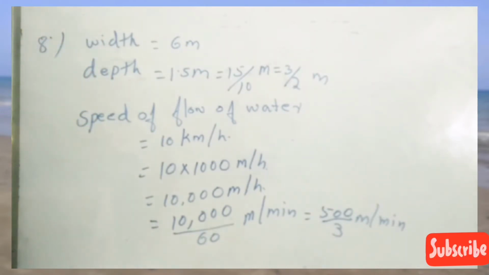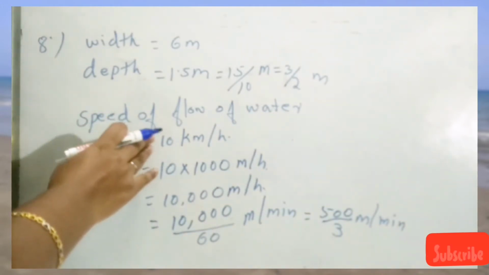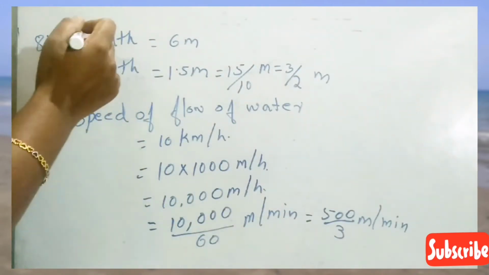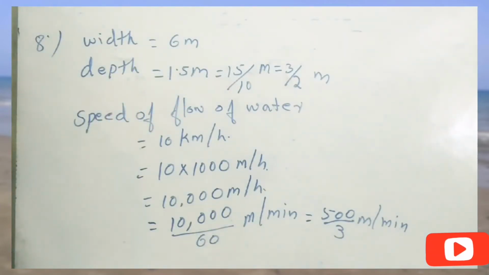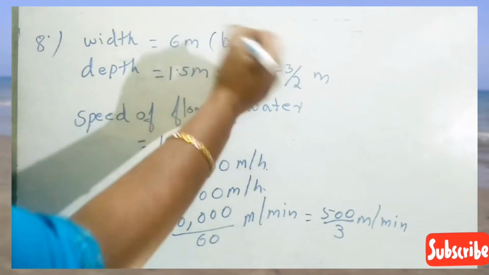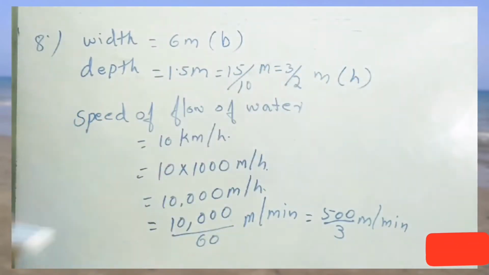We know that a canal is a cuboid actually. The breadth and height of the canal is given. The value of B is given, and the value of H is also given in our question. Now we need to get the length of our canal. Then only we can find out the volume of our canal.